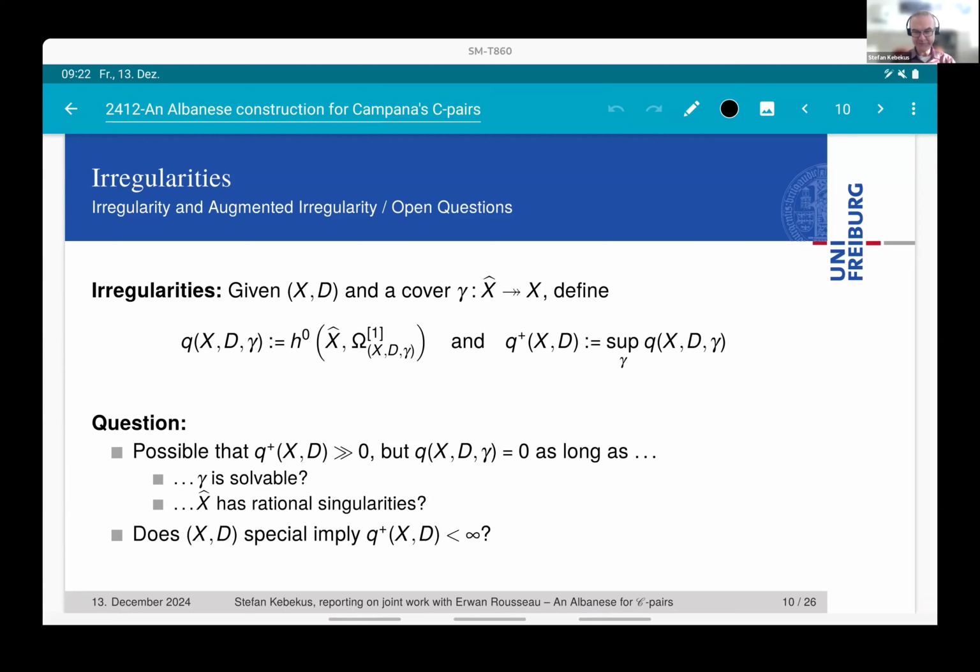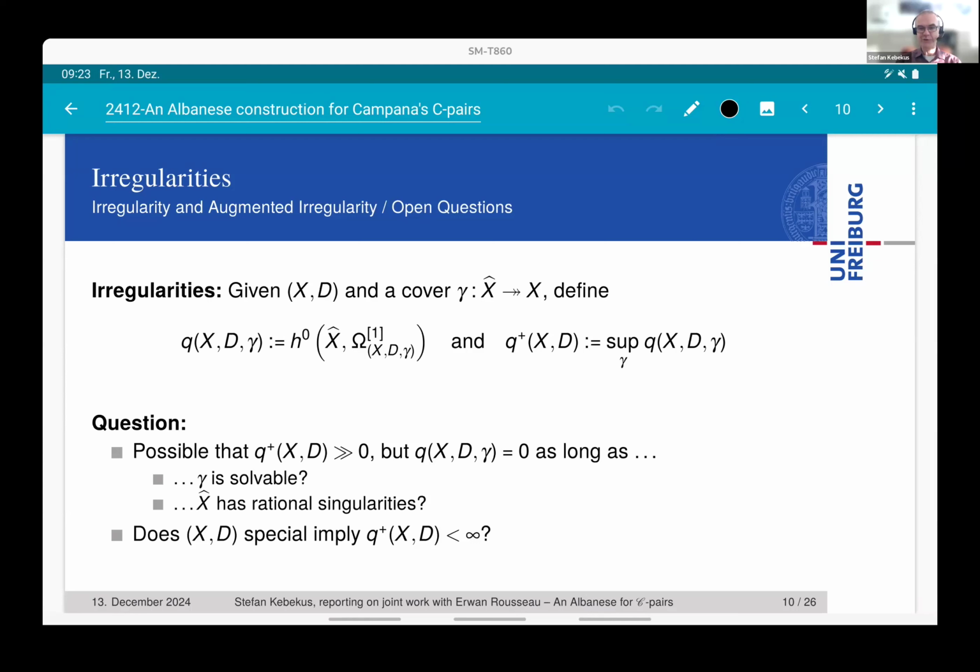I don't understand this. And a similar question arises when you're dealing with singular spaces. Could it be that the pullback of Ω^1 never has a section as long as the covering space is smooth or has mild singularities, and sections only appear when you have singularities that are worse than log canonical or worse than rational? The answer is, again, I don't know. I don't know, but I would really like to understand this better.